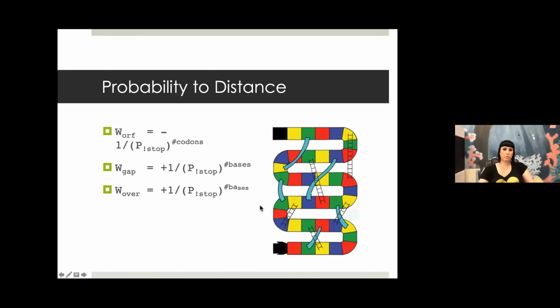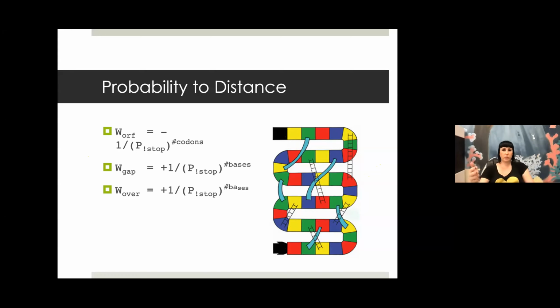So the analogy I like to make is that of chutes and ladders, where chutes, ORFs, green, are free movements, negative distance, while ladders, gaps and overlaps, are a penalty to climb, positive distances.